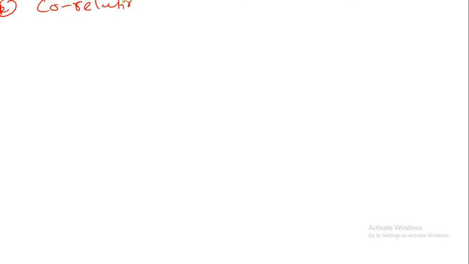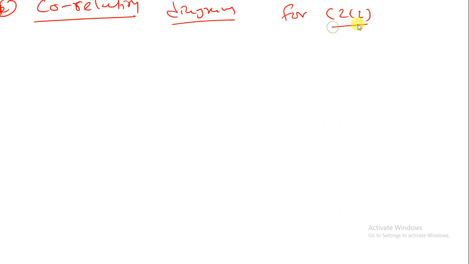This is the most important question as far as the exam point of view. Correlation diagram. Now in the correlation diagram, what you have to remember, they will ask that write down the correlation diagram for the 2+2 cycloaddition reaction and show whether this reaction is thermally allowed or photochemically forbidden, or they will ask photochemically allowed and thermally forbidden.